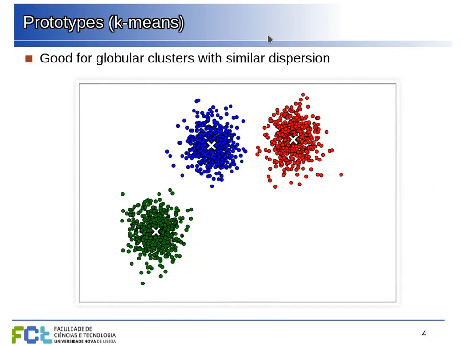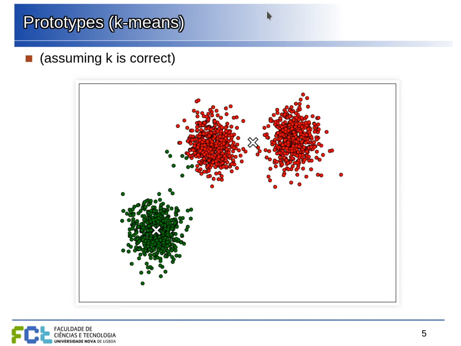Now, this is good when we have globular clusters, and if they are similarly dispersed, then k-means can really distinguish the intuitive clusters that we are seeing, because those clouds of points that fall closer to the centroid correspond to that particular cluster. But this only works if we get the number of clusters right. If we choose a value k that is incorrect, then we cannot get a good match between the structure of the data and our clustering.